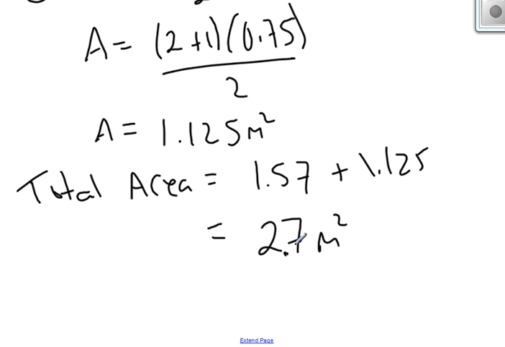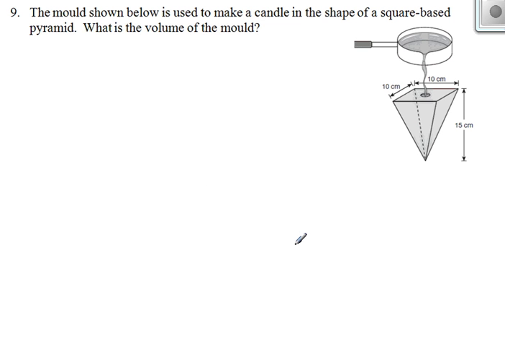Let's look at number 9. Number 9 says the mold shown is used to make a candle in the shape of a square-based pyramid. What is the volume? So obviously square-based pyramid, volume. So let's look on the formula sheet. It says the volume is b squared h divided by 3.